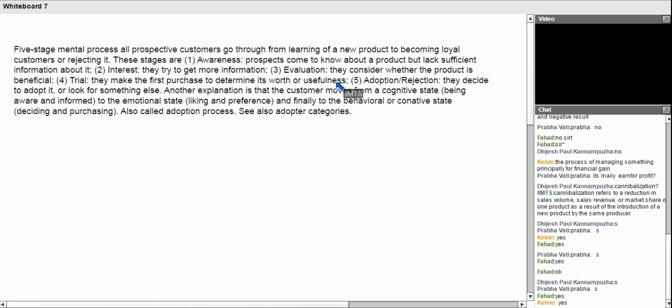Once they have tested the product, they will make their final decision whether to adopt it or look for something else. Another explanation is that the customer moves from a cognitive state, that is being aware and informed, to the emotional state, that is developing preference, and finally to the behavior state, that is deciding and purchasing, also called the adoption process. So this is what the adoption process is all about.